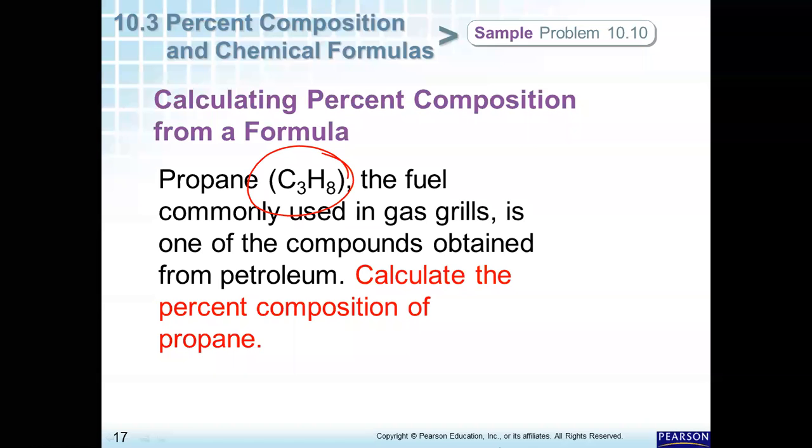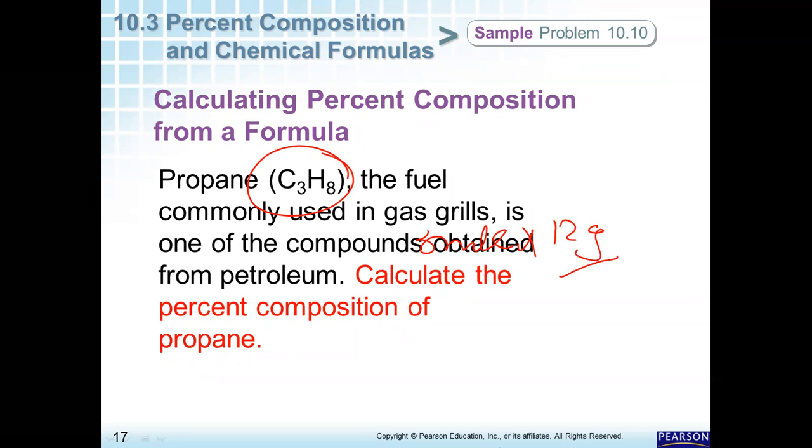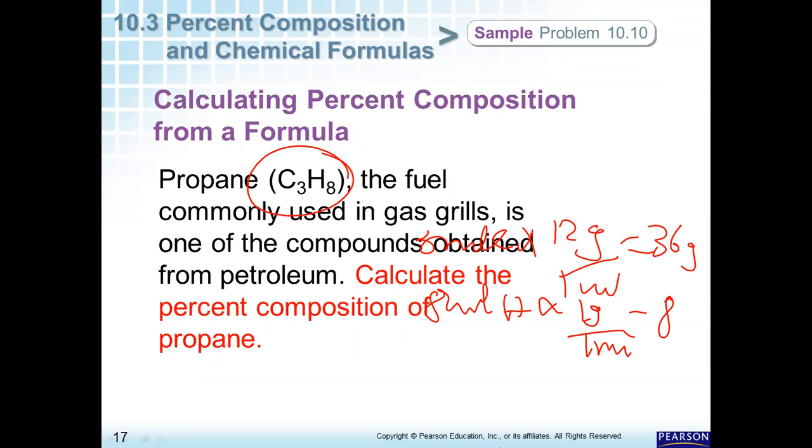The molar mass in this case is going to be 3 moles of carbon times 12 grams per one mole, right? Which is 36 grams of carbon. And for the hydrogen, we have 8 moles of hydrogen times 1 gram per one mole of hydrogen. And that is 8 grams. So if you add those together, that is going to be 44 grams.